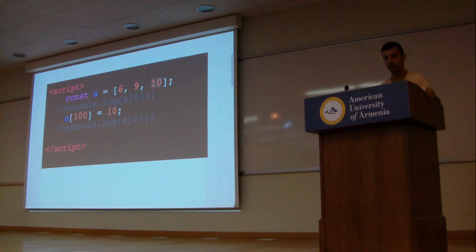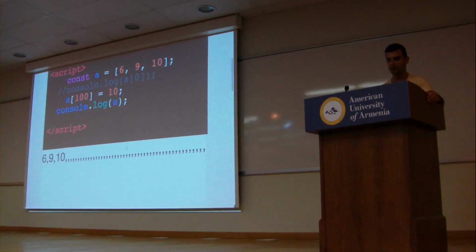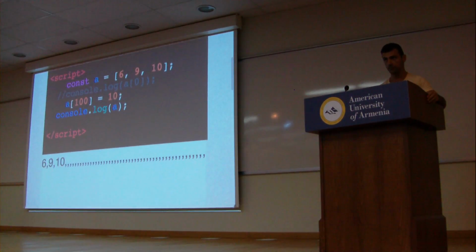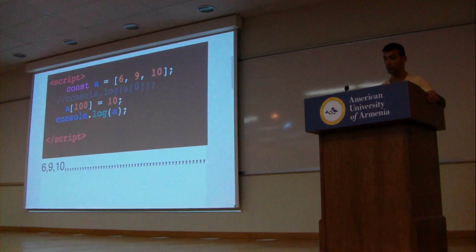So if I were to console.log A, here's what I get. A bunch of empty spaces, and then at the end we get the 10. So there are a whole 100 spaces here, 100 indexes, 0 through 99, exactly. Okay? With me? Okay, so question then.